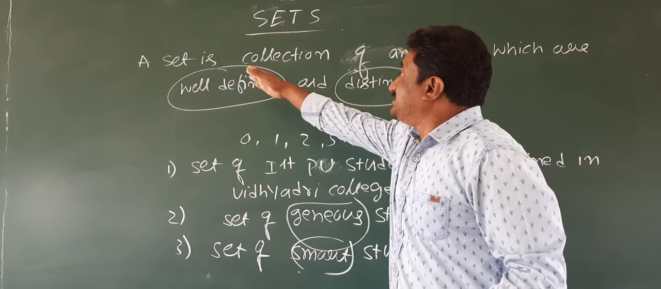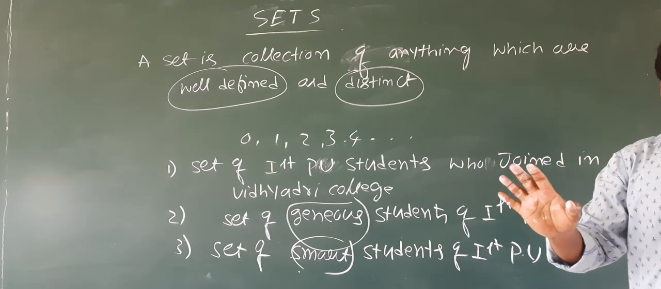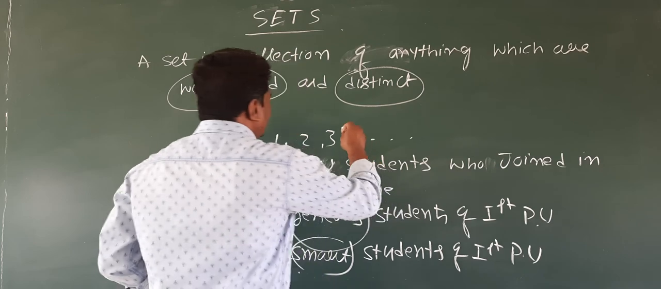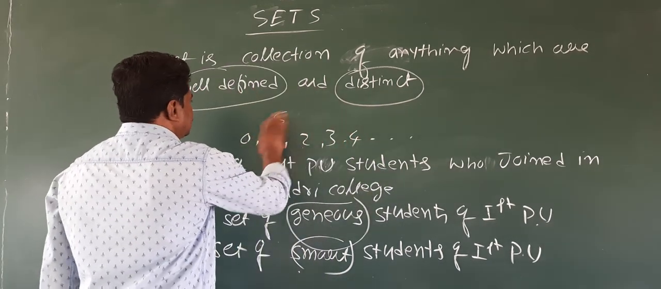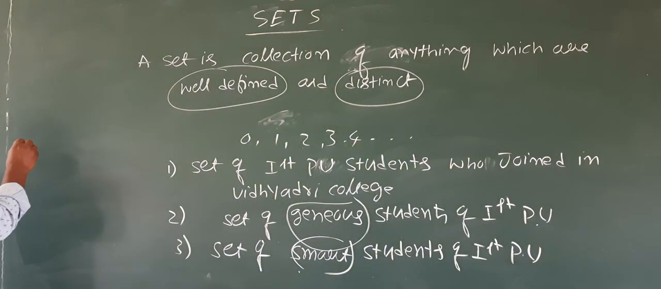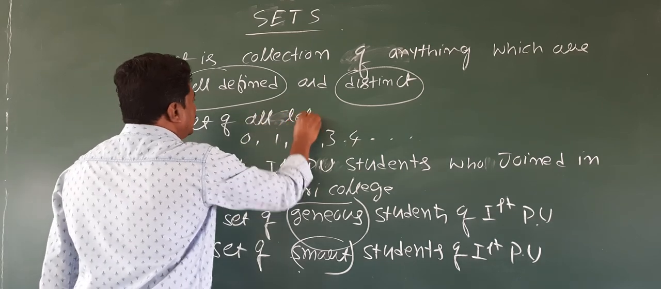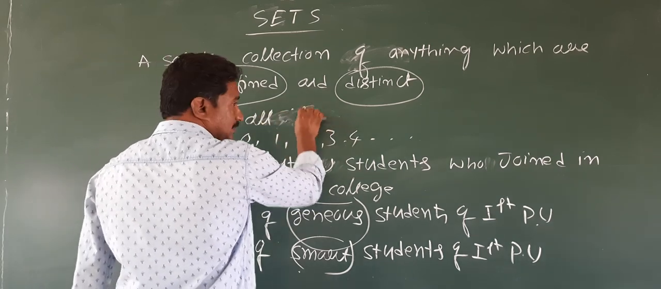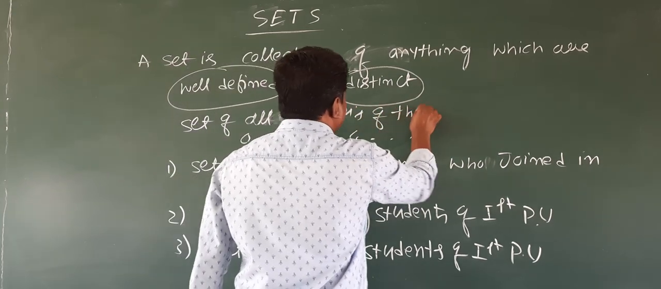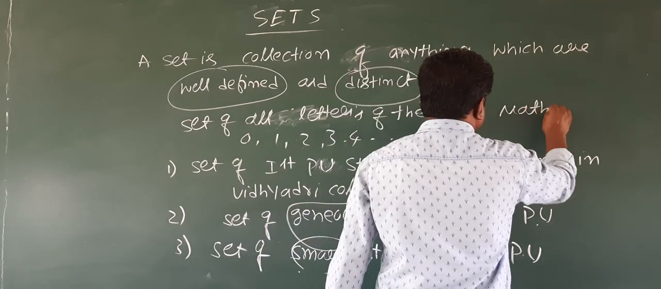What is a set? A set is a collection of anything. You can collect whatever you like. Whatever you like, for example, one more example: set of all letters of the word mathematics.